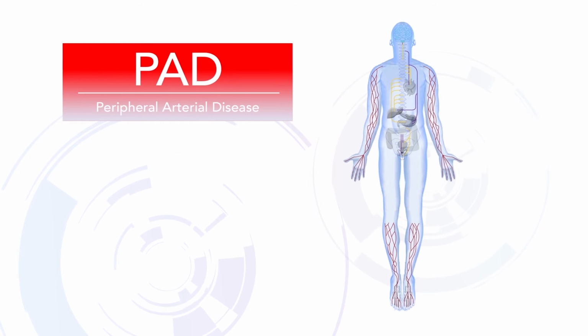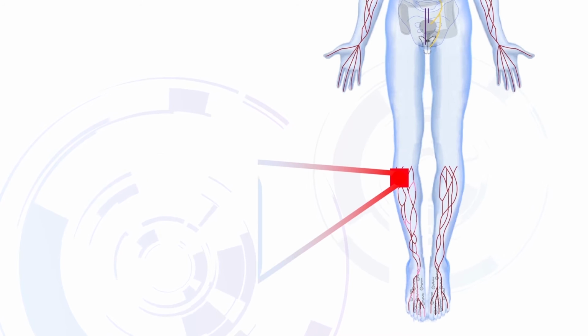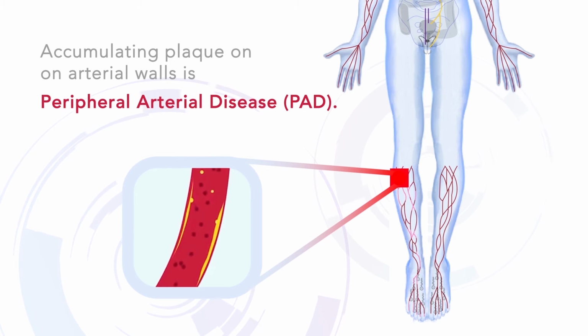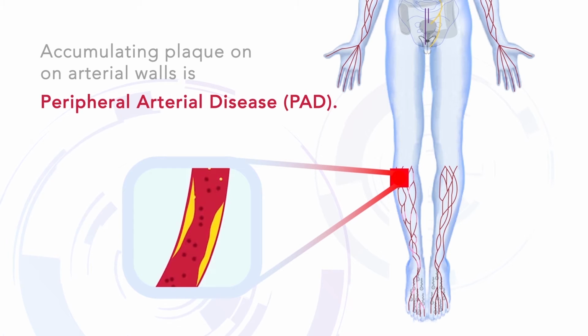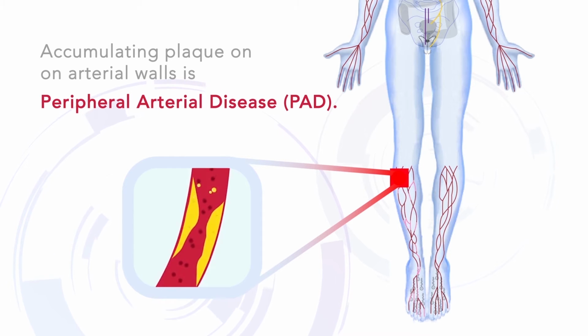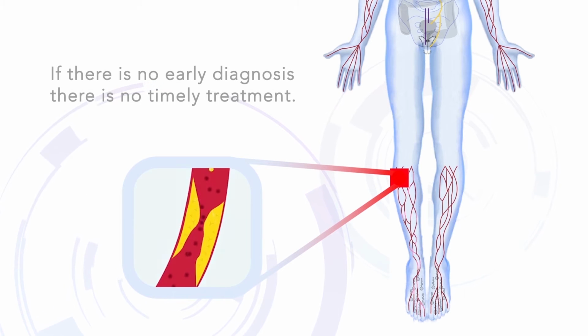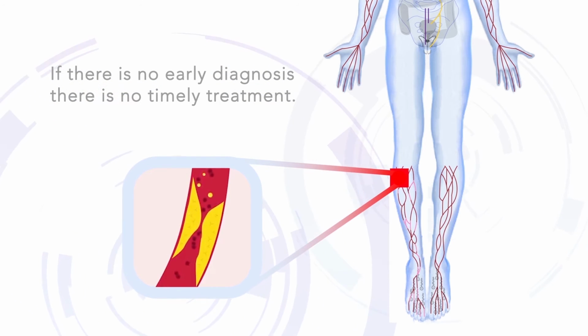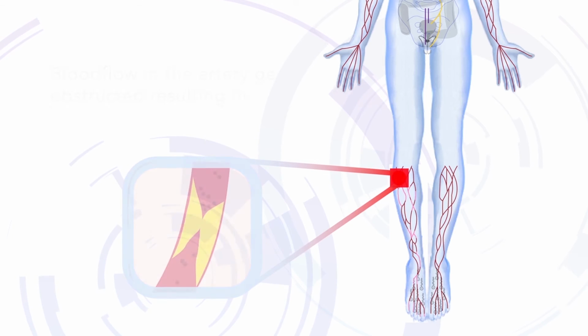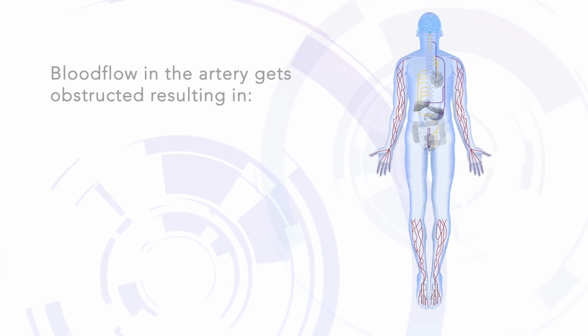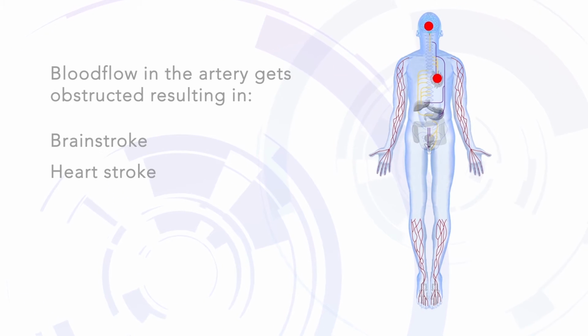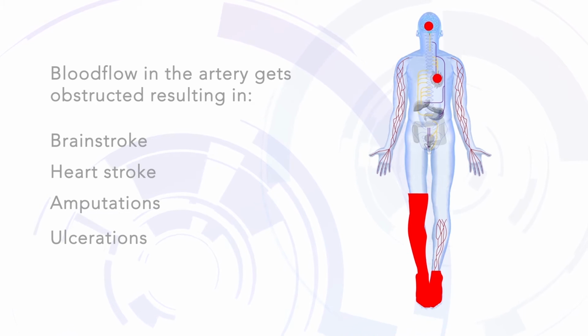Peripheral arterial disease: accumulating plaque on arterial walls. This is peripheral arterial disease, also known as PAD. If there is no early diagnosis, there is no timely treatment. Blood flow in the arteries gets obstructed, resulting in brain stroke, heart stroke, amputations, and ulcerations.